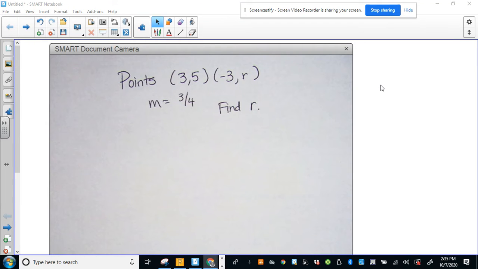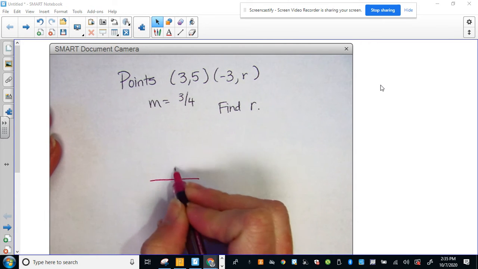So this problem is dealing with slope and finding missing parts of a point. If you notice, I'm giving you 2 points. The first point is (3, 5). The next point is (-3, ?), but I don't know what the y coordinate is, so we're going to call it r. I do know, however, that the slope between these 2 points is 3/4.